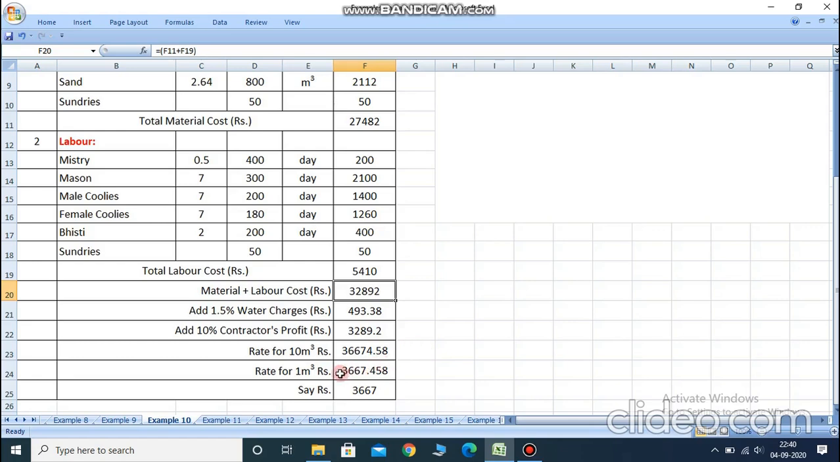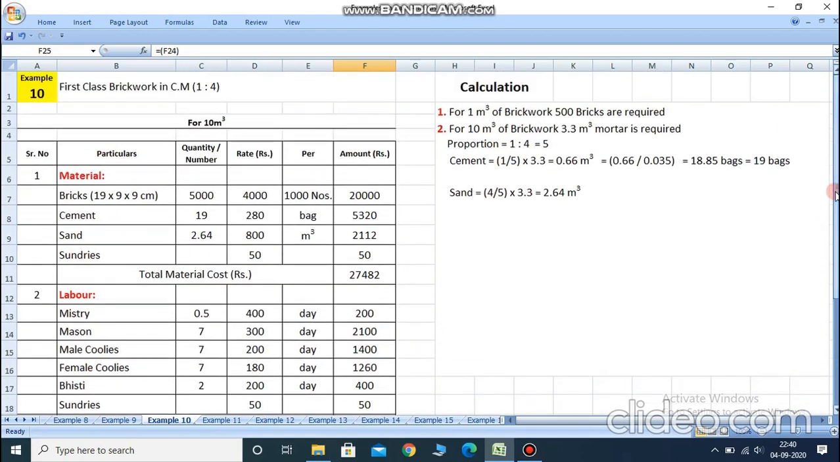Now for 1 meter cube, this value divided by 10, so we got the answer for 1 meter cube, and the overall rounded figure is 3,667 rupees for 1 meter cube brickwork of the cement ratio of 1:4.